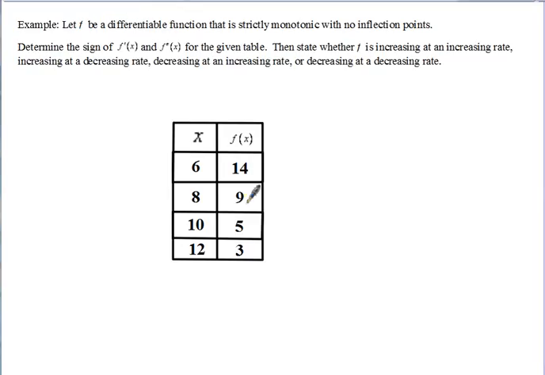This time, 14, 9, 5, 3. You can see the y values are actually decreasing. So f prime of x is less than 0. And again, if we look at the change in the x-coordinate and the change in the y-coordinate, 6 to 8 goes up by 2, then by 2, and by 2.